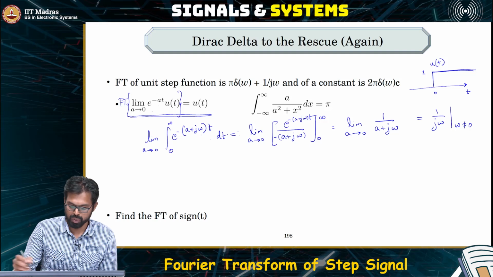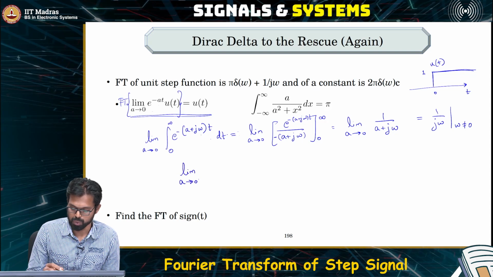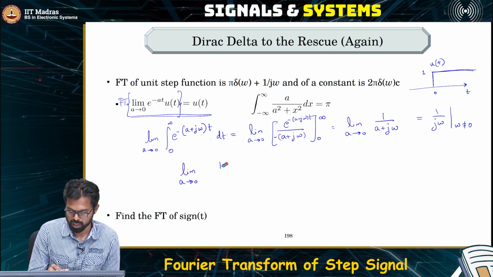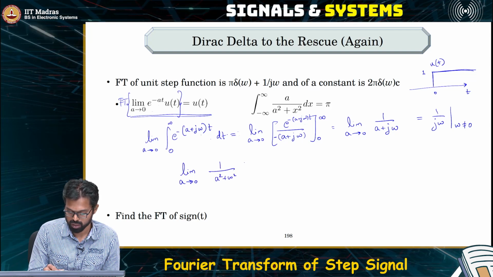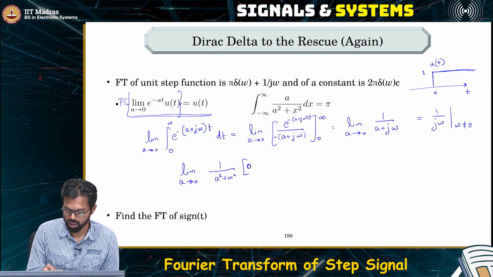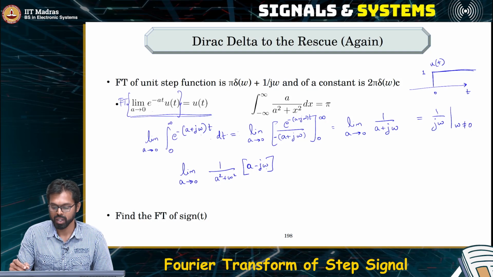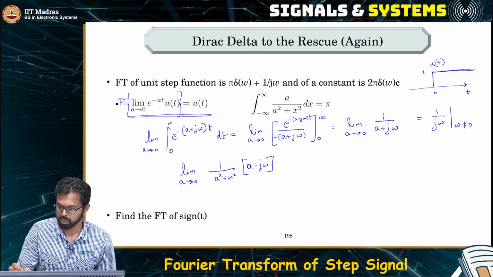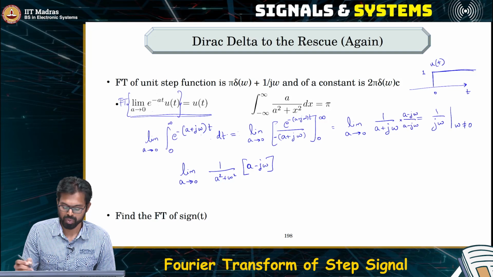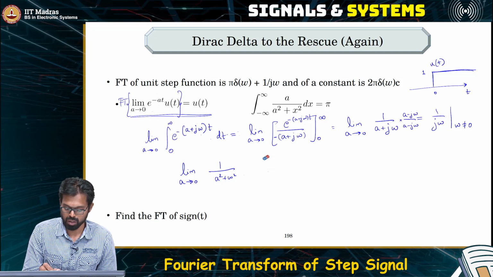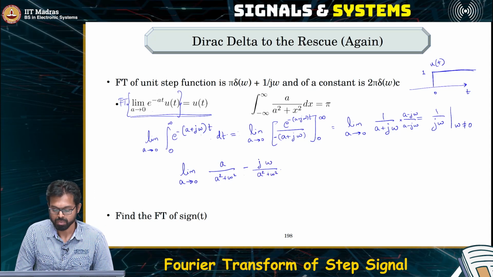In other words, we can rewrite this as limit a tends to 0 of 1 by (a square plus omega square) into (a minus j omega). Basically, what have we done? We have multiplied and divided by the conjugate, and then you get whatever we have here.